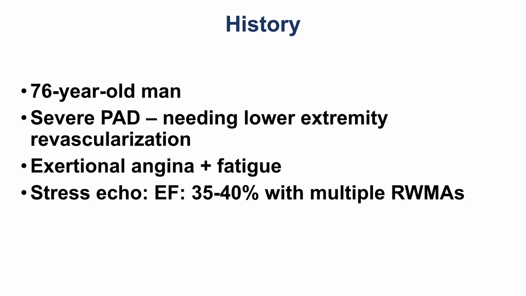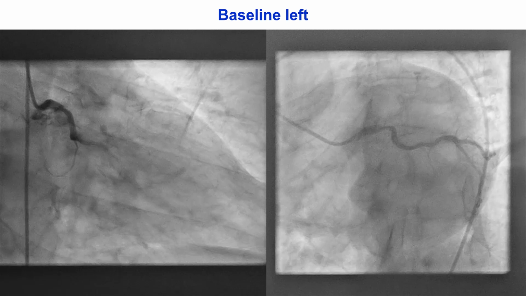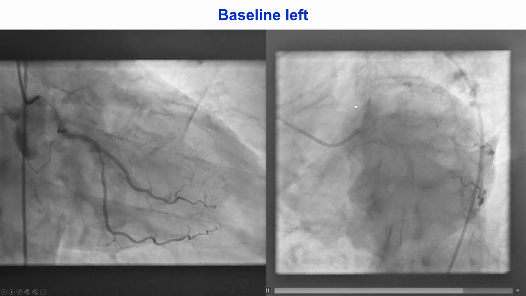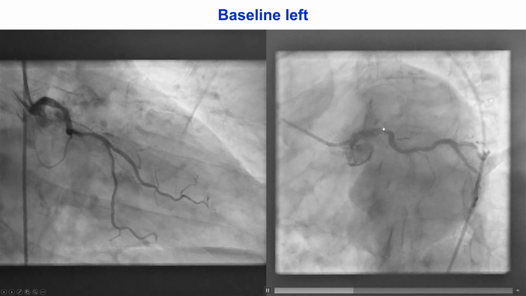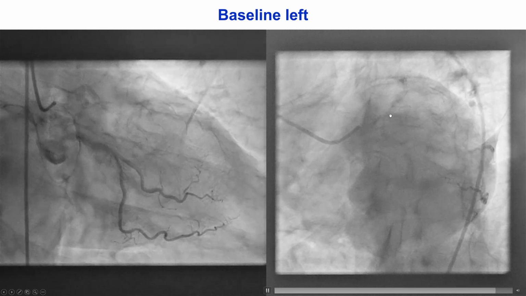The patient was an elderly man who had significant peripheral arterial disease as well as some exertional angina and fatigue. He was in need of peripheral revascularization. He had a stress test that showed an ejection fraction of 35 to 40% with multiple wall motion abnormalities, followed by coronary angiography that demonstrated an ostial occlusion of the left anterior descending artery with heavy calcification.